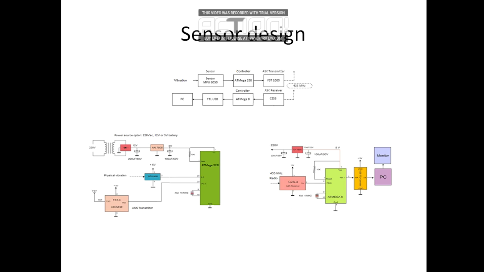Sensor design in our research is made of sensor chips of MPU 6050 controlled by an Atmega 328 microcontroller, and the data is sent through the free license radio in 433 MHz frequency by using amplitude shift keying modulation. Then at the receiving point, data is received by the ISCA receiver controlled by Atmega 8 microcontroller and passed through the PC for monitoring purpose.